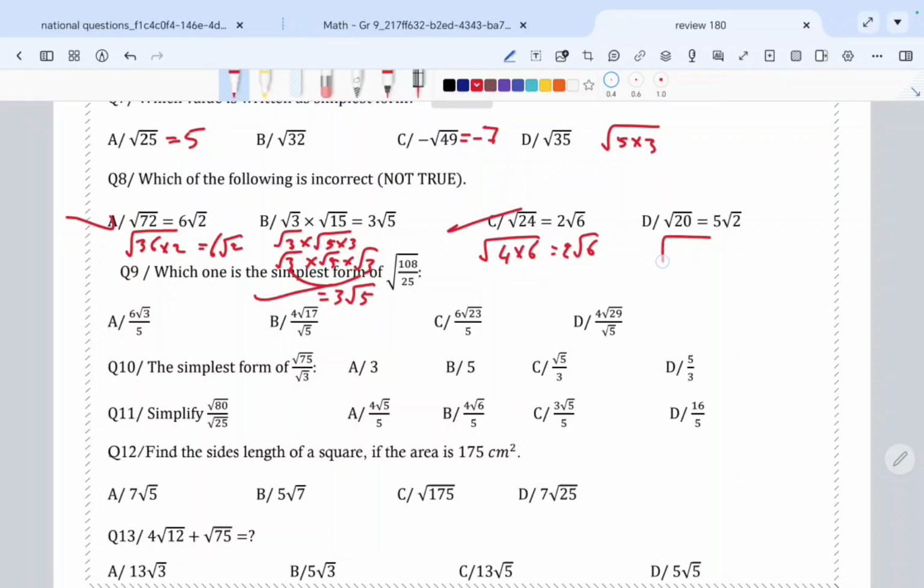For 20, you know 4 times 5 equals 20, right? 4 is a perfect square, so it will be 4 the square root of 5. Is this correct? No, why? Because for 20, the square root of 4 is what? It's 2. So you can't write 4 again. It will be 2 the square root of 5.